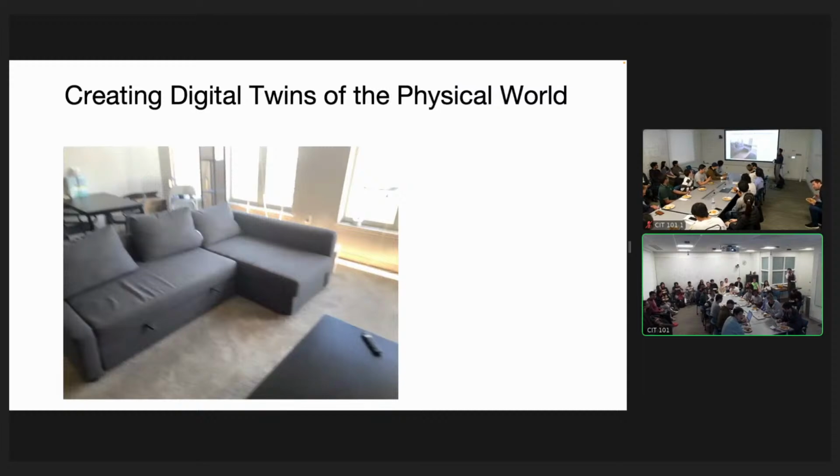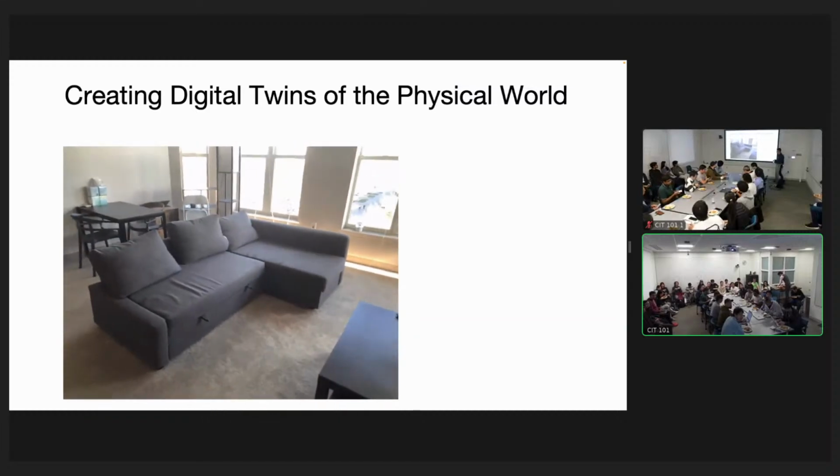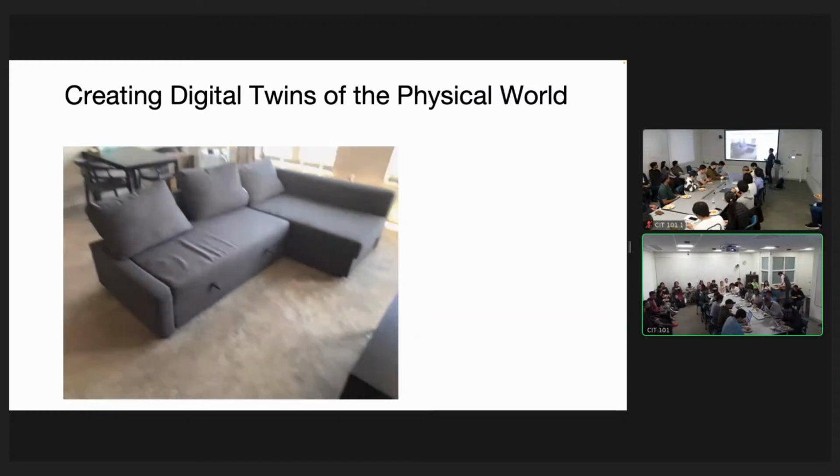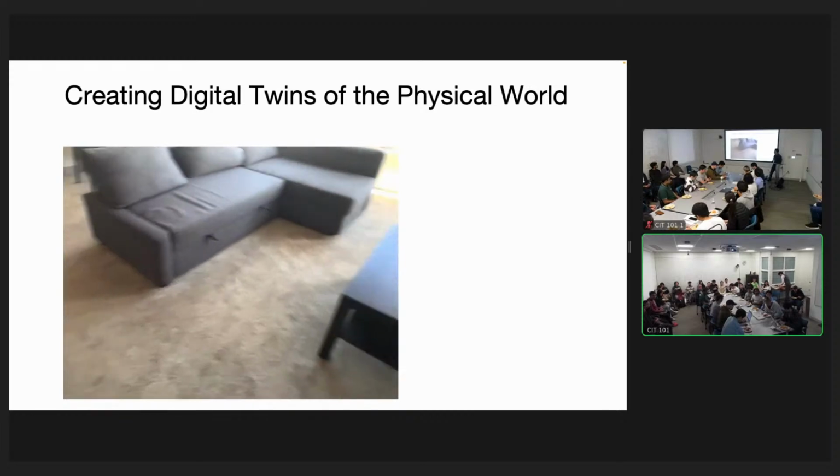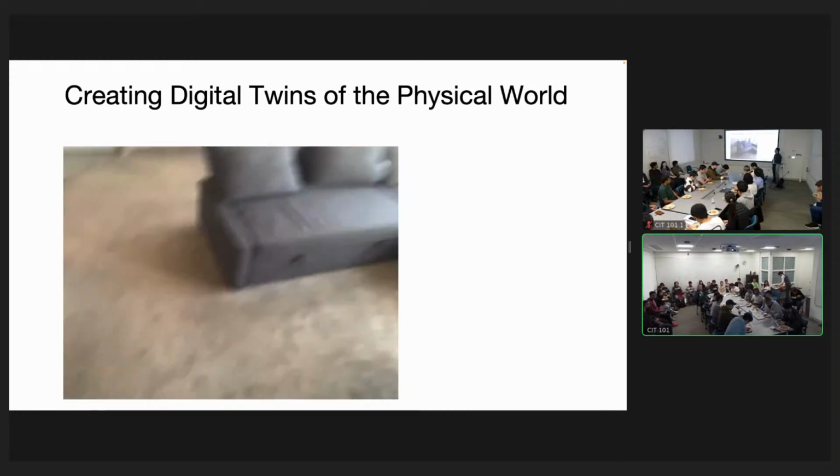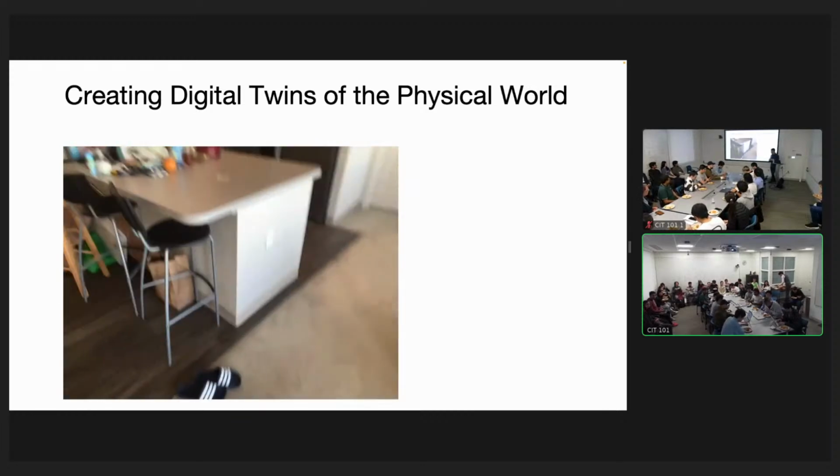Okay, so recreating the physical world around us in digital form has always been a grand goal in computer vision. For example, you can take your cell phone wandering around somewhere, for example, in your apartment, take video, and later you can reconstruct the scene, right? So, what do I mean by reconstruct?